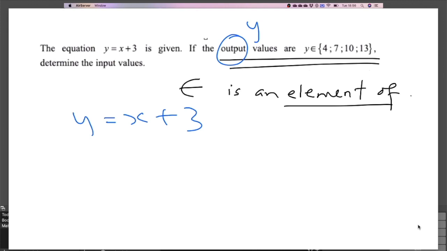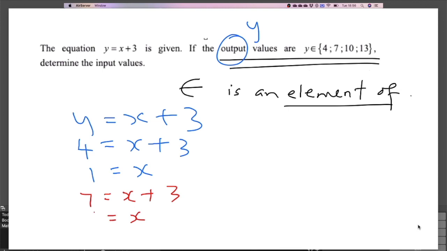And for every output value, there should be a corresponding input value. So to get an input value for 4, you need to put y equal to 4. So 4 is equal to x plus 3. And then you solve that equation, you'll get x is equal to 1. Do the same thing for 7. So you put 7 is equal to x plus 3. If you solve that, you'll get x is equal to 4. Do that for 10. So 10 is equal to x plus 3. Solve that equation, you will get x is equal to 7.